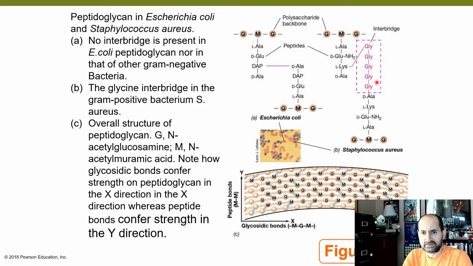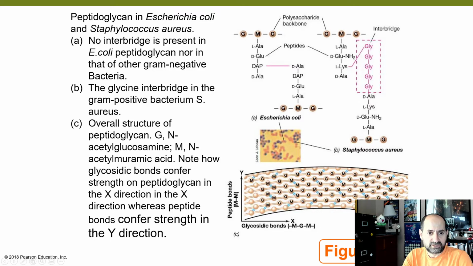On the other hand, with gram-positive bacteria, such as Staphylococcus aureus, you form a glycine crosslink, right? So look here, the glycine interbridge or the glycine crosslink in the gram-positive bacterium S. aureus. So in this case, L-lysine is bound through a glycine bridge to D-alanine on the adjacent strand of peptidoglycan.